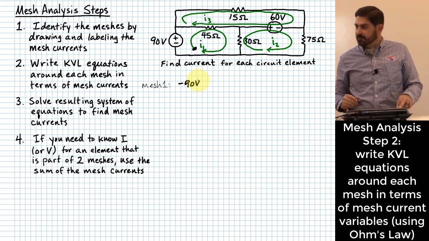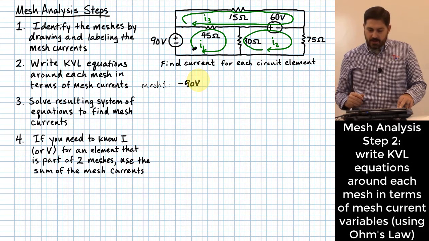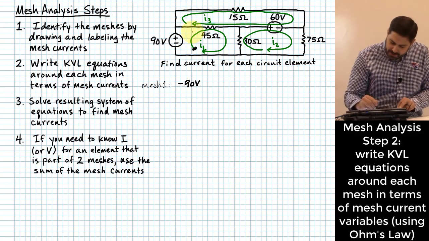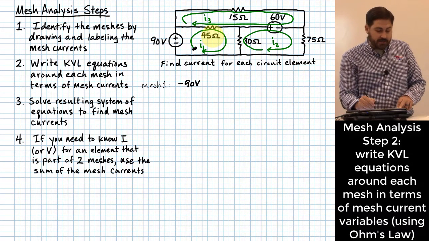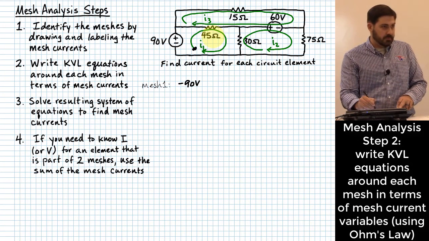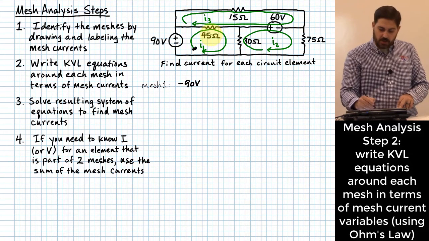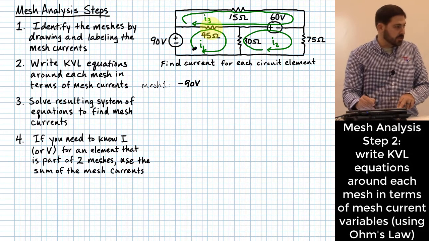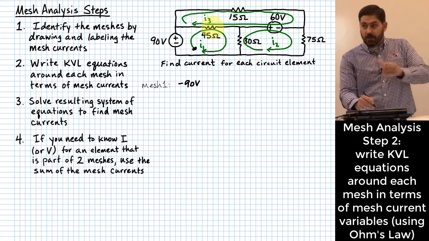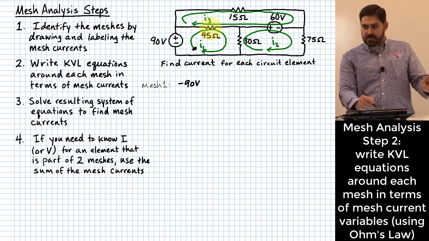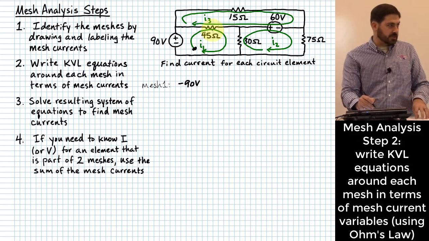Easy, right? Minus 90 volts. And then I come up around here, and the next thing where I can have a voltage drop is on this 45 ohm resistor. How much voltage is going to be across this 45 ohm resistor? It's based on the current flowing through the resistor and the resistance value, right? And so how much current flows through that resistor?